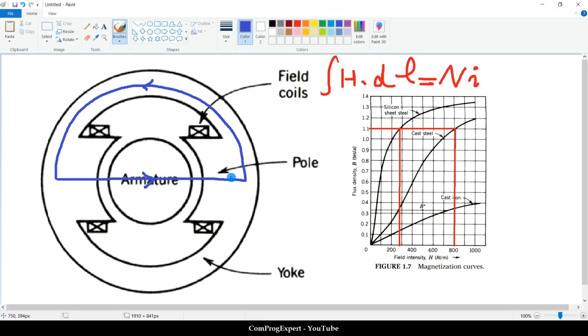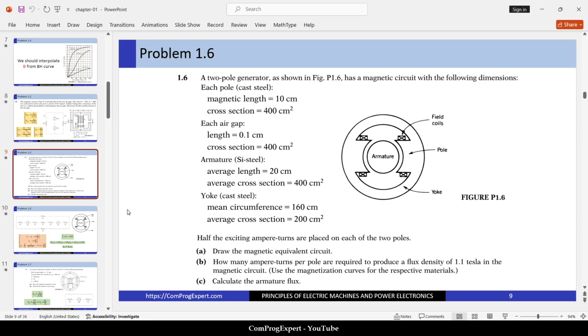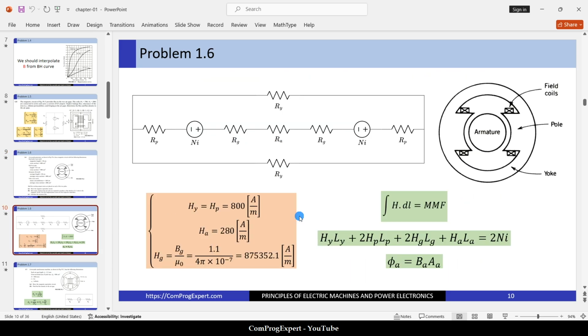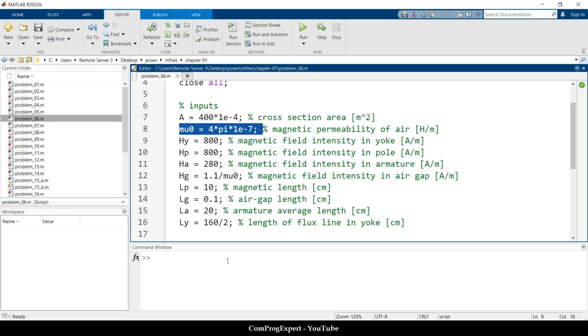Ly is this one, okay? We know the mean circumference, so Ly is half of this mean circumference, right? That is 160 divided by 2. And we have L pole, L gap, L armature. So finally we can use this equation to calculate the magnetomotive force.